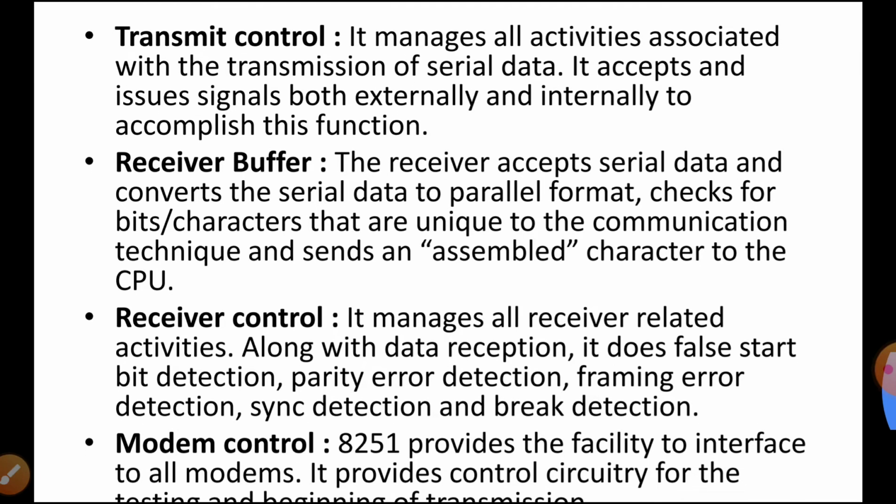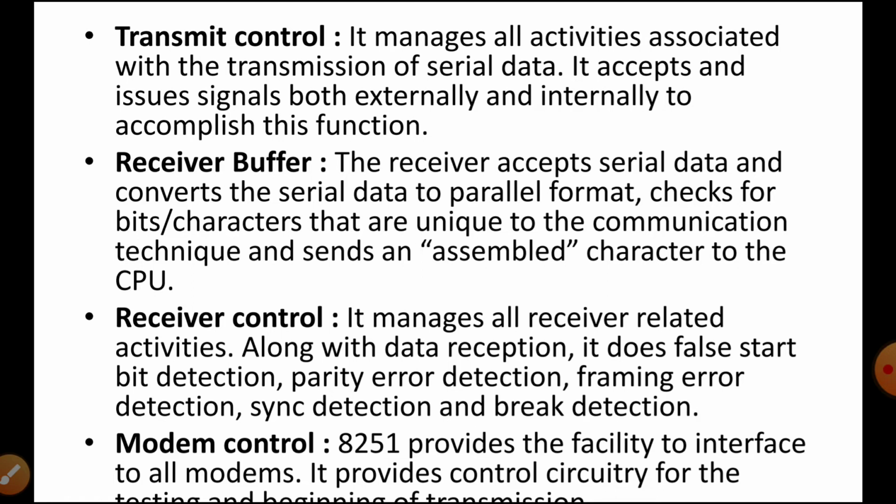Then we have the receiver buffer. The receiver buffer accepts the serial data and converts it to parallel format, checks the bits or characters that are unique to the communication technique, and sends an assembled character to the central processing unit or the microprocessor. Now, when the 8251 is in asynchronous mode, it is ready to accept a character. It looks for a low level on a certain line, and when it receives the low level, it assumes that it is a start bit and enables the internal counter.